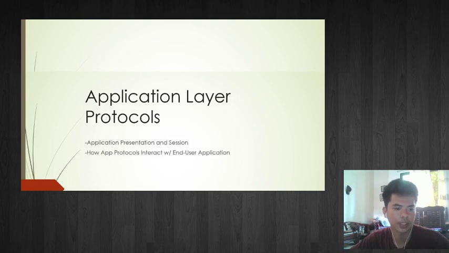SMTP, Simple Mail Transfer Protocol, enables clients to send email to a mail server and enables servers to send email to other servers. POP, or Post Office Protocol, enables clients to retrieve email from a mail server and downloads email from the mail server to the desktop. IMAP, or Internet Message Access Protocol, enables clients to access email stored on a mail server and maintains email on the server.